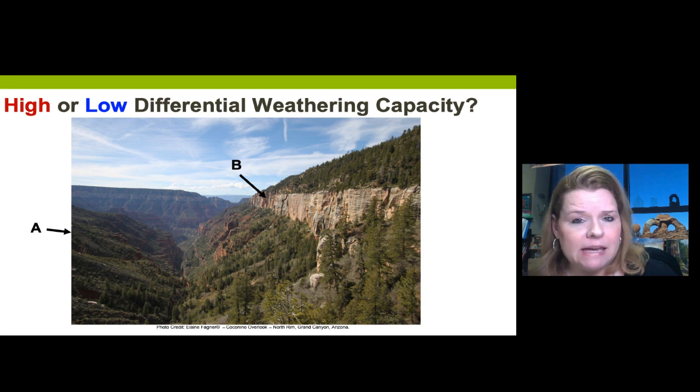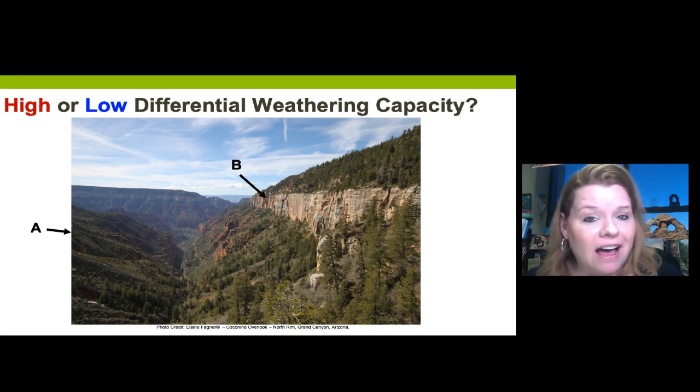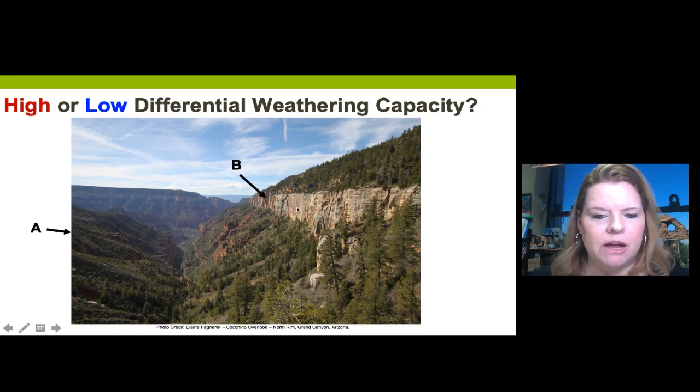So B would have a low differential weathering capacity. A, which makes up the slopes, would have a high or higher differential weathering capacity as compared to this section right here.